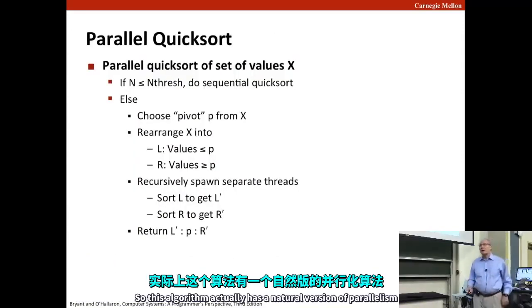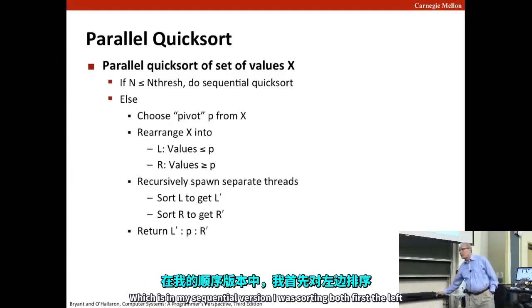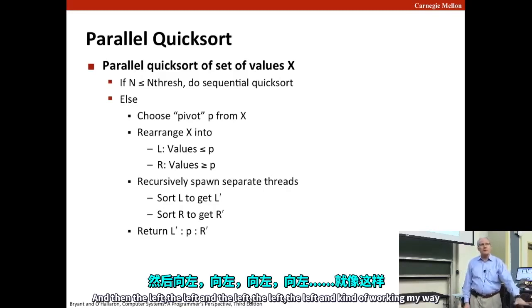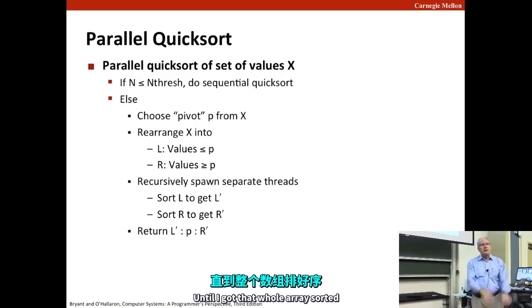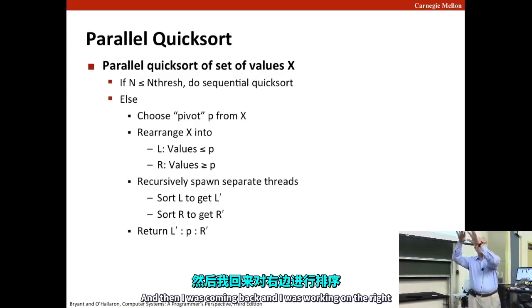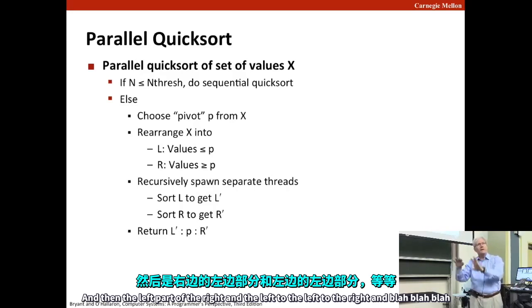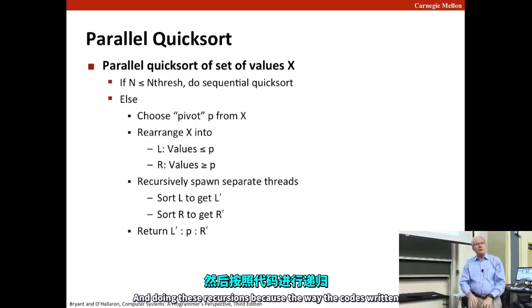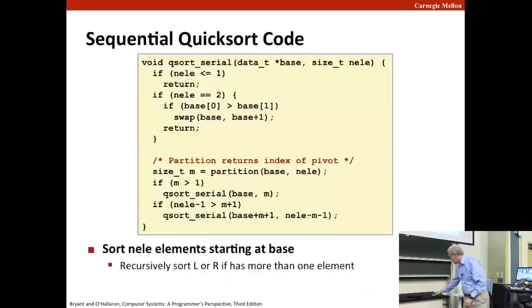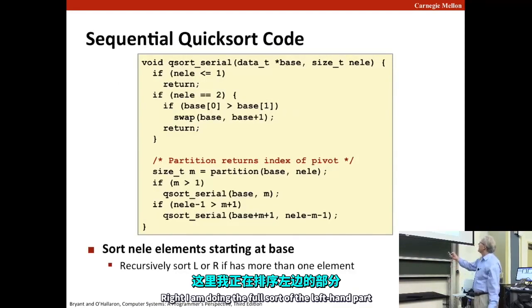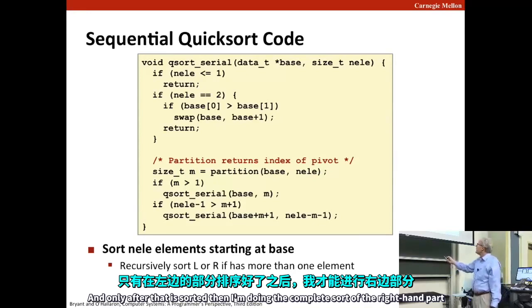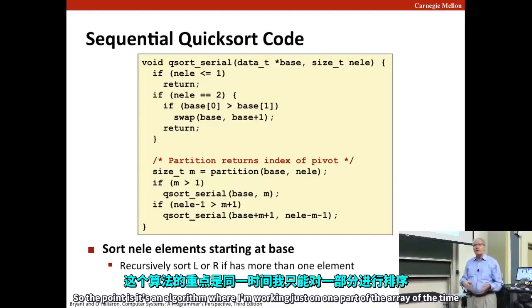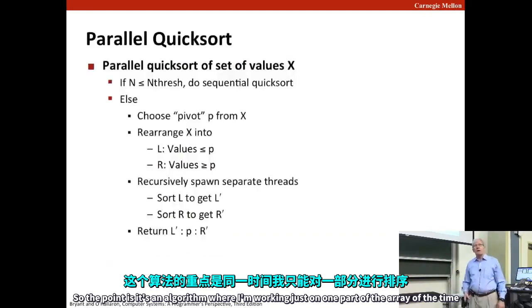So this algorithm actually has a natural version of parallelism. In my sequential version, I was sorting first the left, and then the left of the left, and the left of the left of the left, working my way until I got that whole part of the array sorted. And then I was coming back and working on the right, and then the left part of the right, and the left of the left of the right, and so on. Because of the way the code is written, I am doing the full sort of the left-hand part, and only after that is sorted am I doing the complete sort of the right-hand part. So the point is it's an algorithm where I'm working on just one part of the array at a time.